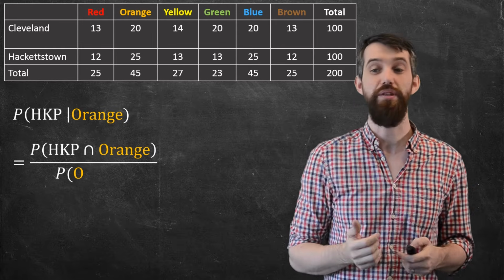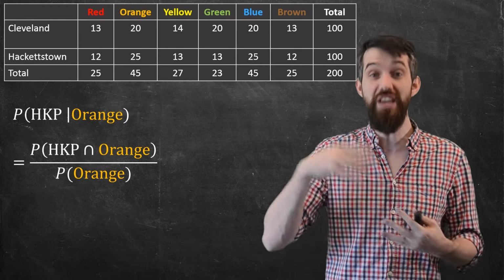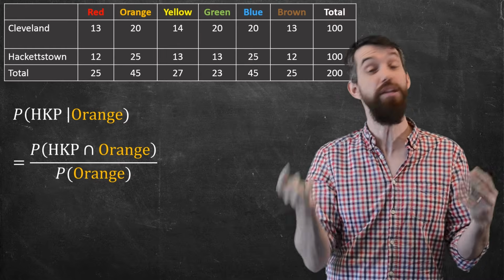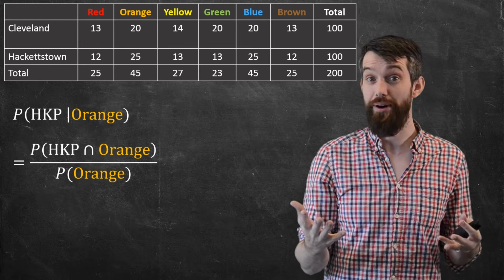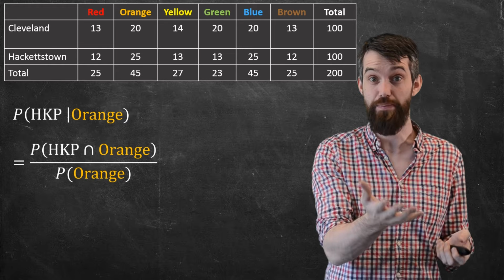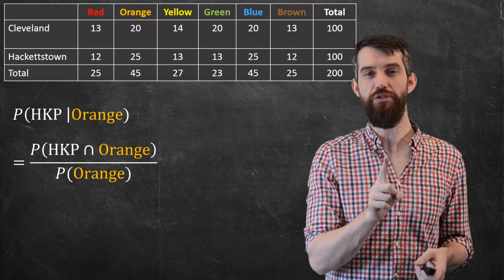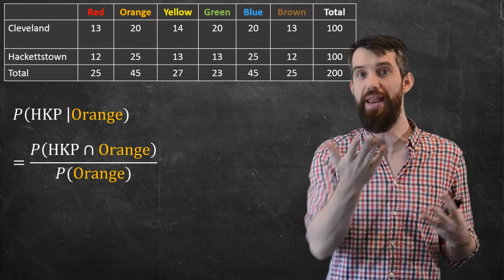Now, in this case, we're going to do the same thing. Our conditional probability formula tells us the probability of the intersection, that it comes from the Hackettstown plant and that it's orange, and then you divide out by the probability it's orange. Well, the numerator is as it was before. There's 25 in that category that's both, out of 200. And then if I look at the column for orange, well, there's a grand total of 45 out of the 200 that happen to be orange.